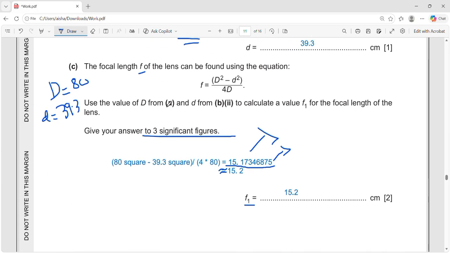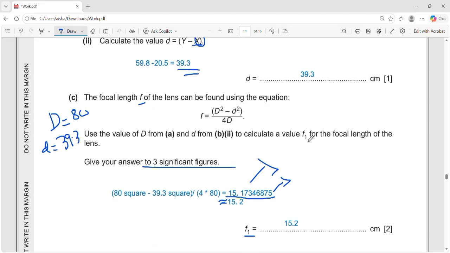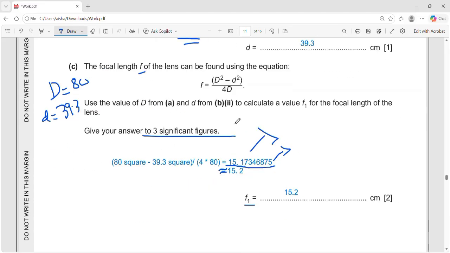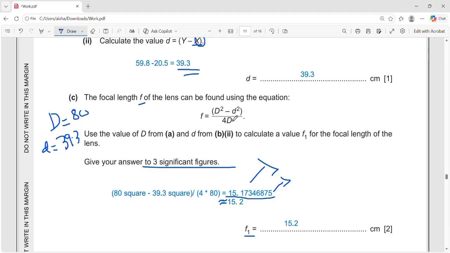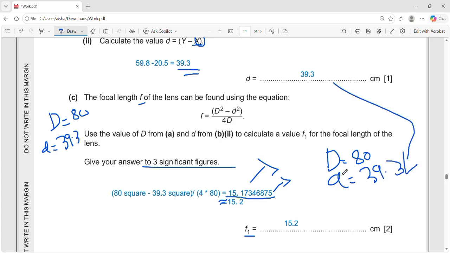Now use the value of d from A and the value of d from B from previous parts to calculate the value of f1, the focal length of the lens. Give your answer to 3SF. Okay, so f equals big D squared minus small d squared over 4 times big D. Big D is 80. It's better you write it first so that you don't get confused. And small d is 39.3, which you got from here. And then you do 80 squared minus 39.3 squared over 4 times 80.